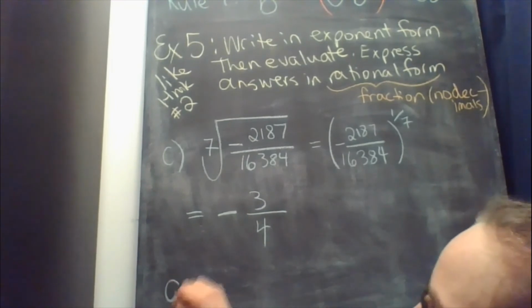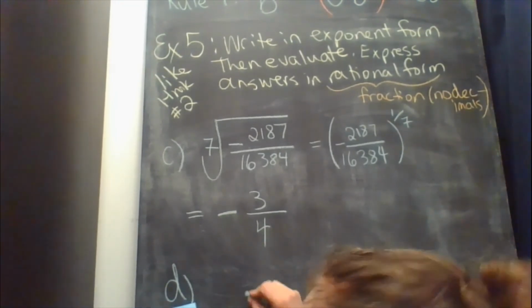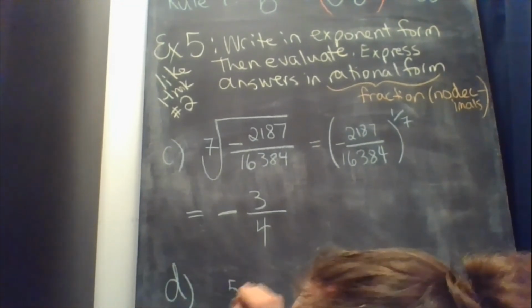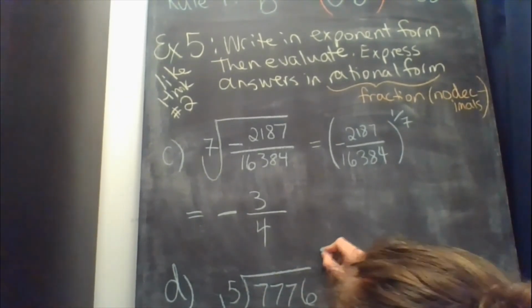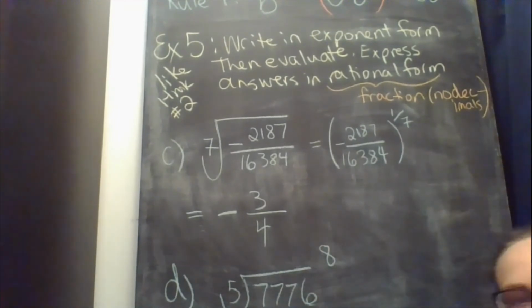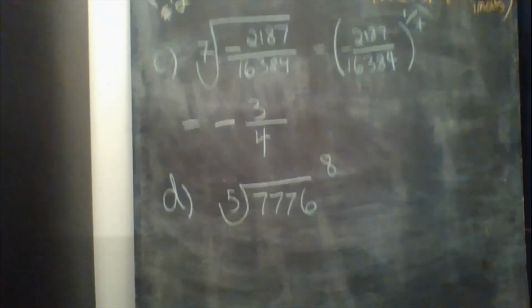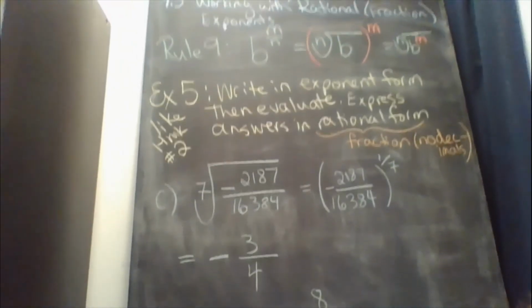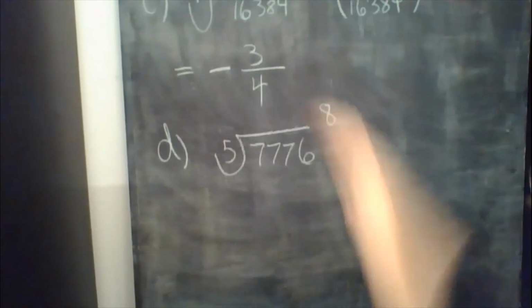Okay, let's do maybe one more, and then we'll call it good for the day. So let's say I have something, let's do a complicated one. Let's put a couple of things together. The 5th root of 7776, all to the exponent, I don't know, 8. Sure. So this one's just going to bring into play the fact that I now have that other one. So that takes me up to rule 9 again. So I'm just going to apply that, and then we're good.